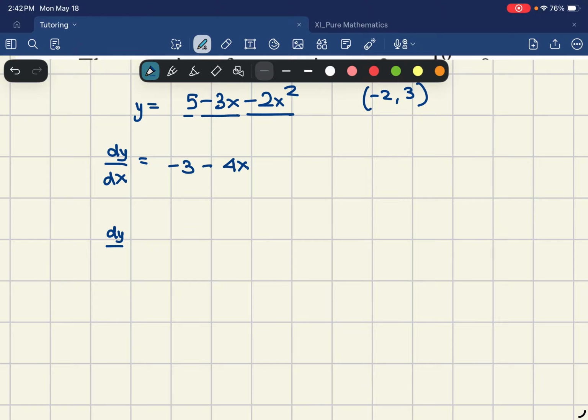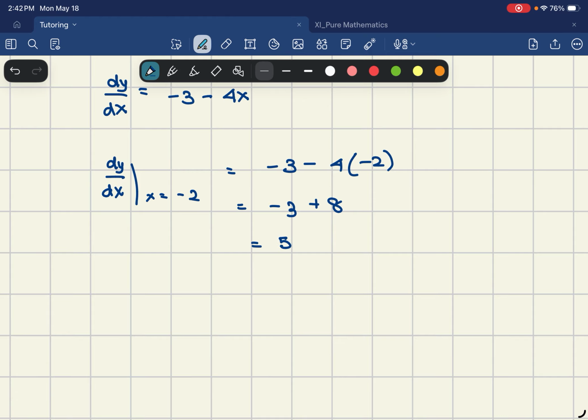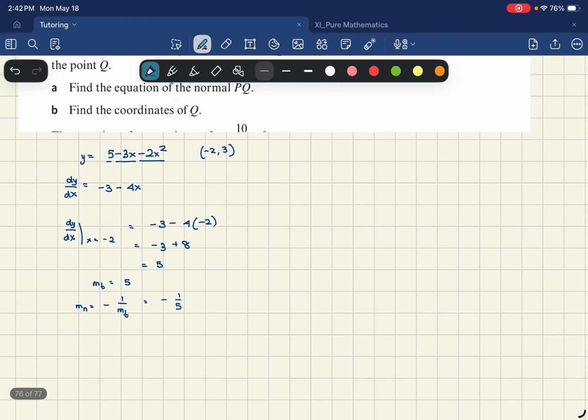And now I need to find dy by dx when x is equal to negative 2. So negative 3 minus 4 times minus 2. So negative 3 plus 4 twos are 8, right? So you're going to get positive 5. But remember, this is Mt, which is 5. Mn is going to be negative 1 over Mt, right? The slope of your normal line is negative 1 over your slope of the tangent line, so negative 1 over 5.